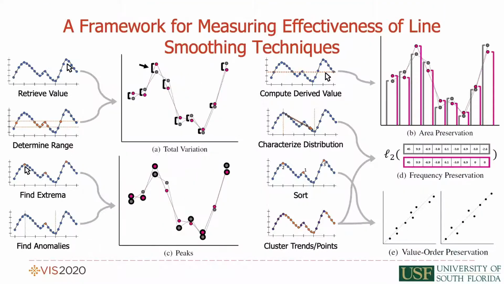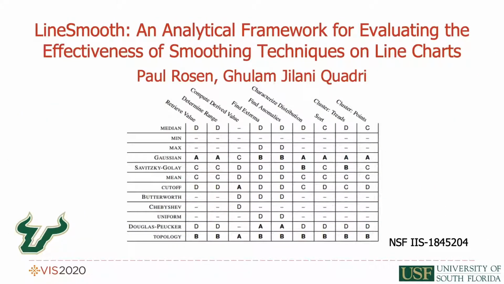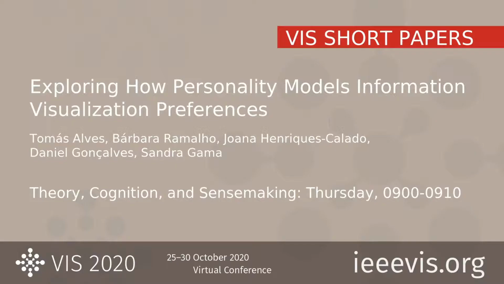We present a framework for measuring the effectiveness of smoothing techniques on 8 different low-level tasks, and our findings summarize the effectiveness of 12 different smoothing techniques.